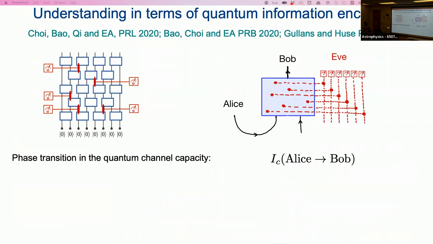But what actually will be important for part two of my talk is to understand this phase transition also in terms of encoding of information. So this quantum circuit can also be symbolically drawn in this way, where the circuit is a big unitary. This is the input of the unitary, this is the output.